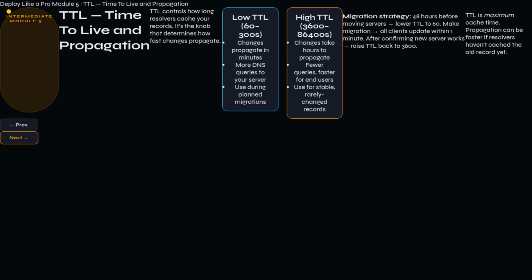If you change the DNS without lowering TTL first, some users might get cached old IP addresses for hours. If your old server is down, they can't reach your site even though DNS is updated. Their DNS resolver is serving the cached old answer.